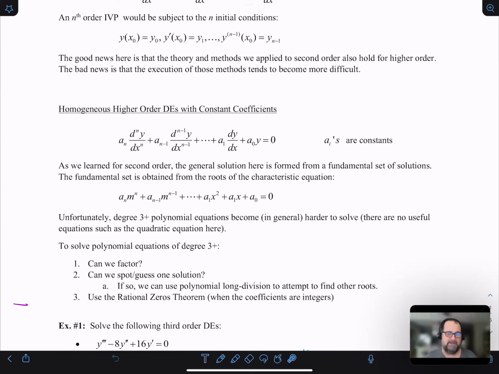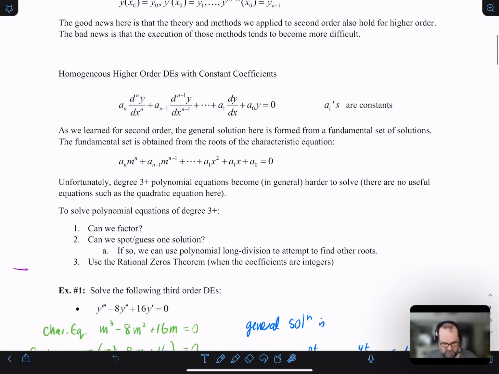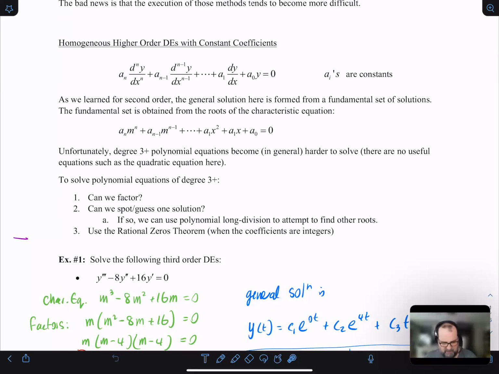We're not able to solve any old cubic or quartic, practically speaking, but we can solve a lot of them by some of these methods. So this is what we're going to look at: how do we solve higher degree polynomial equations? We're going to review the algebra of this first before we talk about the differential equations of it.